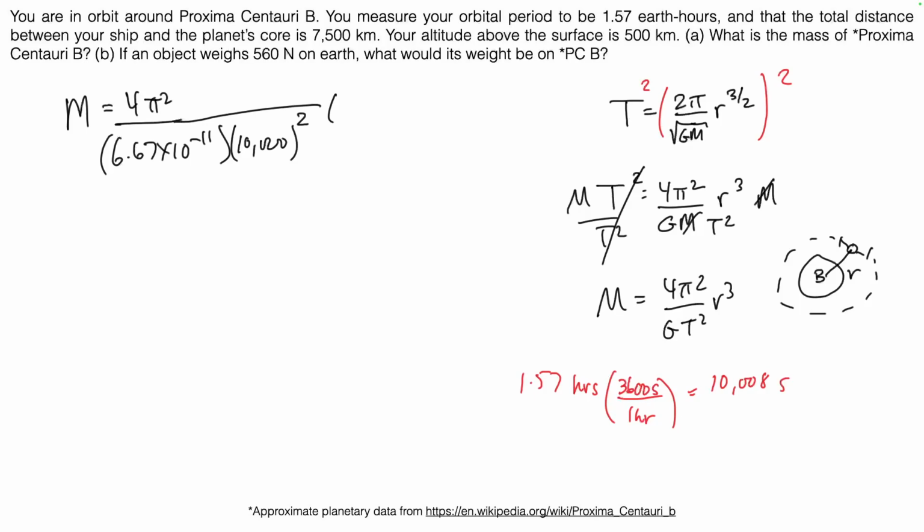But we want the center to center distance, right? If they had told me the radius of the planet and the altitude, I would have had to add them together. So always be checking to make sure you understand if you've been given an altitude and a planet's radius or what have you. Usually when a problem says orbital radius, they mean center to center distance.